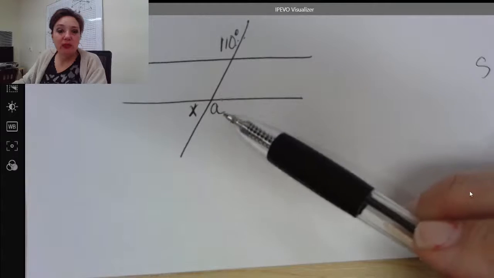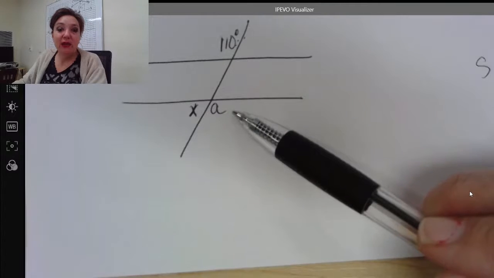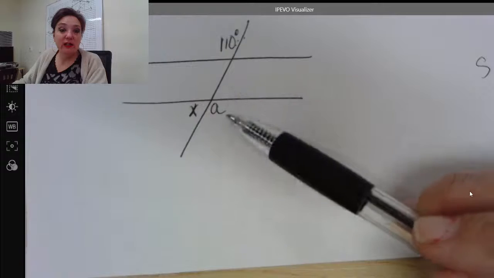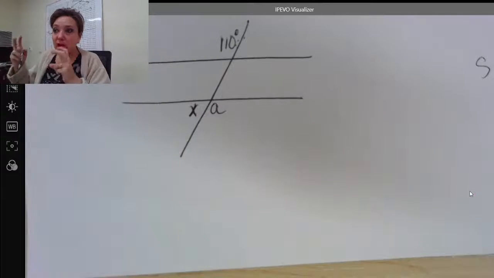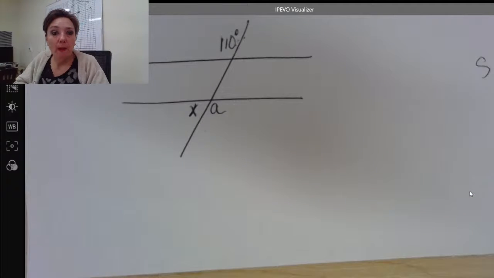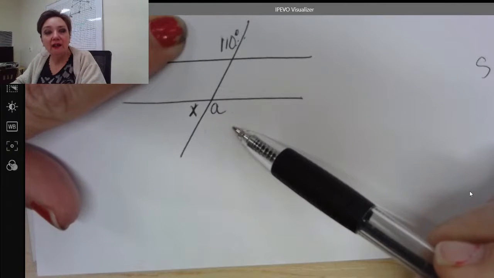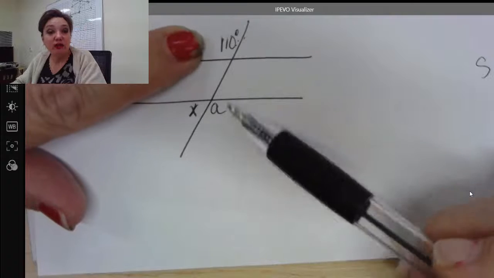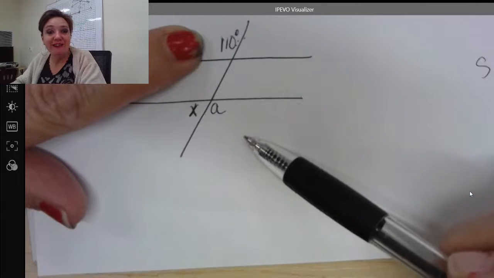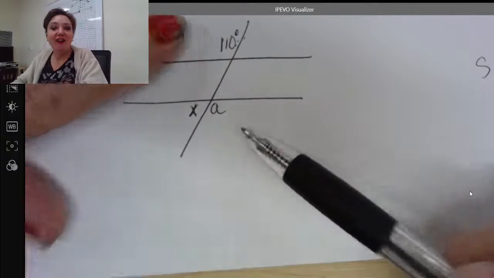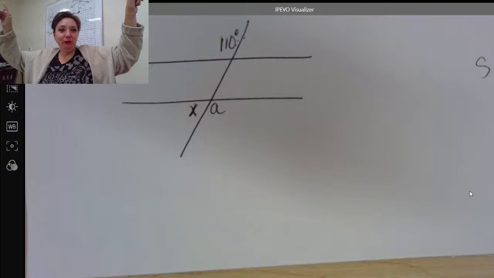What relationship does it have to 110? It would be 110. What is their name? Oh, I was going to explain it, but... Come on, you can do it. Their names? Alternate, different sides. Okay, alternate means different sides. So just say alternate. Alternate exterior. Yeah, that's right.